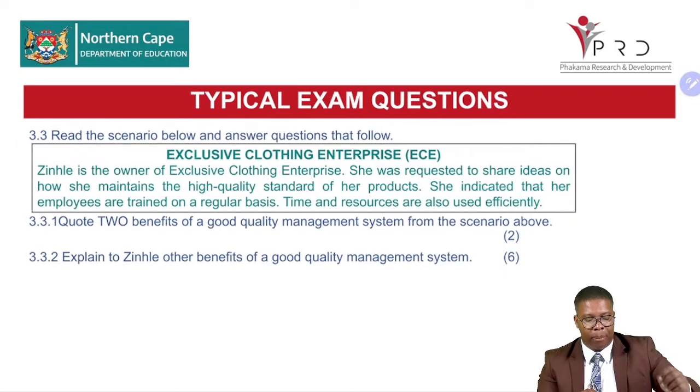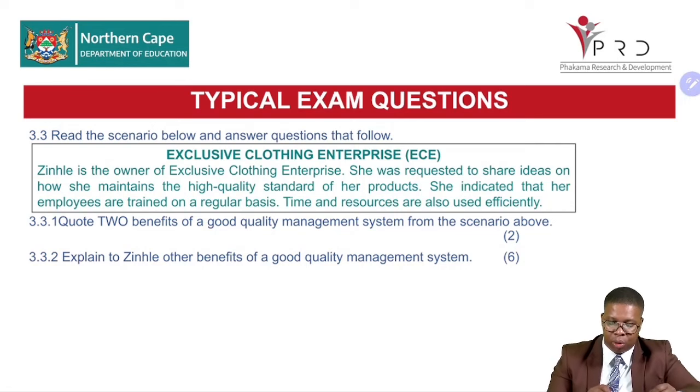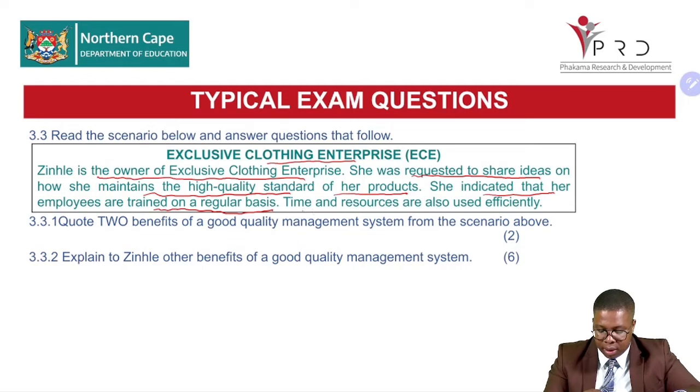Now let's start with the typical exam question. Here you're expected to read the scenario below and answer the questions that follow. You have Exclusive Clothing Enterprise, a business that deals with clothes. Zinhle, the owner of Exclusive Clothing Enterprise, was requested to share ideas on how she maintained high quality standards of her products. She indicated that her employees are trained on a regular basis and time and resources are also used efficiently.